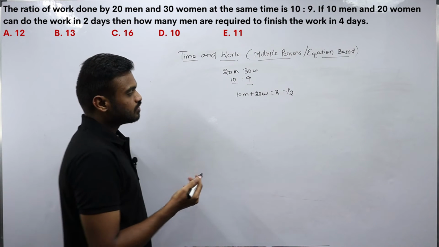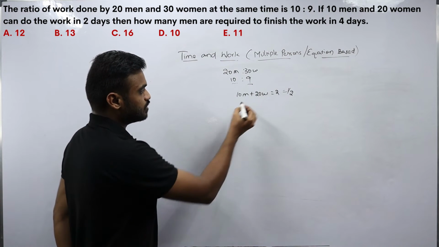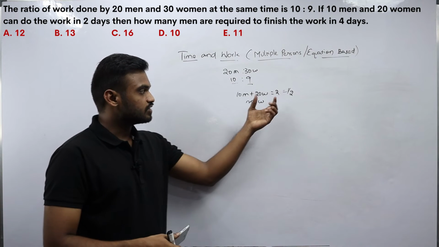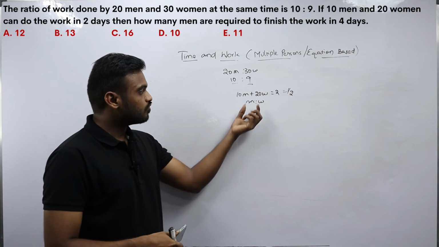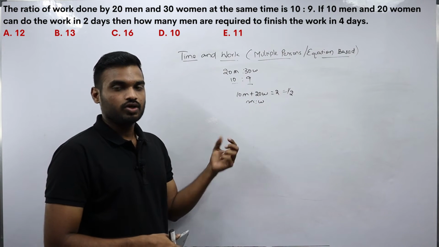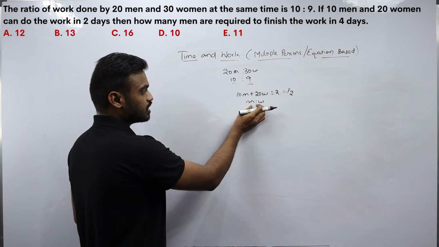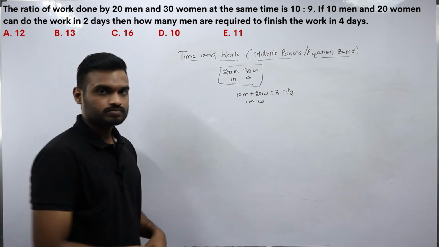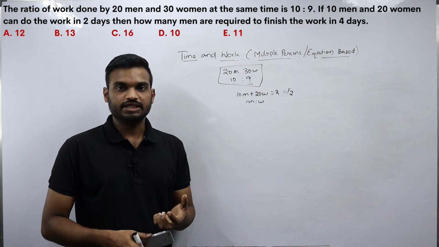But we don't know the relationship between men and women. To convert this equation into man or woman, we need to know the relationship between men and women. So to find that relation, I can use the total amount of work done data given in the question. I am explaining you once again.